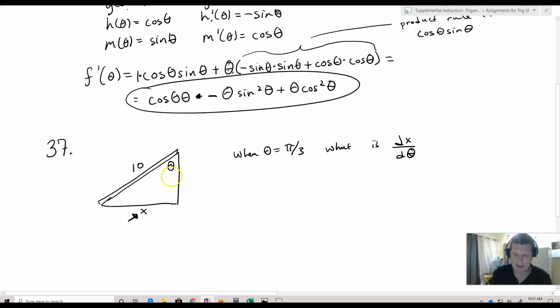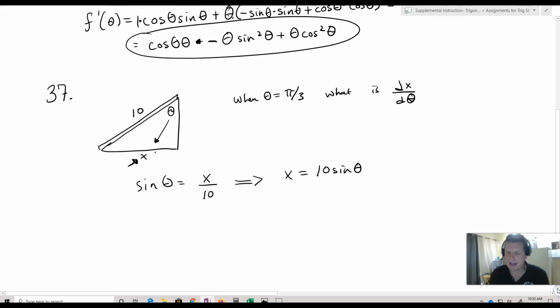So if I rewrite this, notice x is opposite theta. So this is going to be the opposite over the hypotenuse. So sine of theta is going to equal x over 10. And that means that x equals 10 sine theta. Notice that all I did was multiply both sides by 10. And the reason this is so important is because this now gives me x as a function of theta. So x is a function of theta.